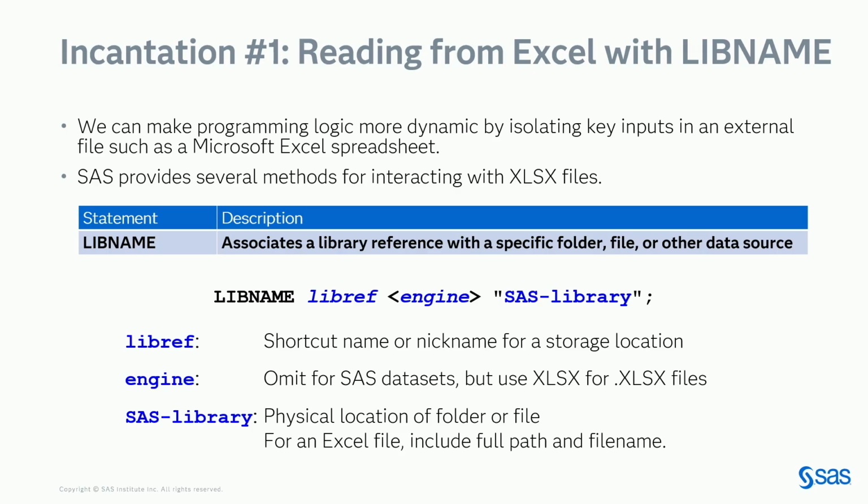And so we have our libref, which is our shortcut, our nickname for where our library is, which is our full path of where we're pointing to a particular file or a particular location. And then we have our engine. And so in our example, we're using XLSX, the Excel engine. And so that is our engine. And we're going to use that to read in our control table, which is a spreadsheet, to control how we're going to start using or writing macro calls.